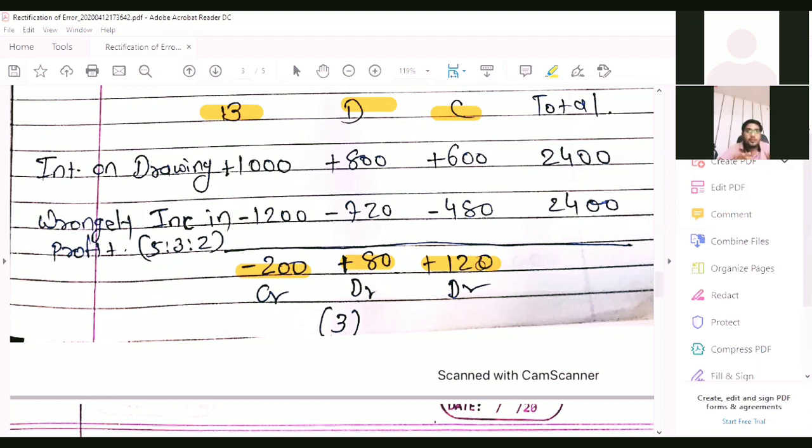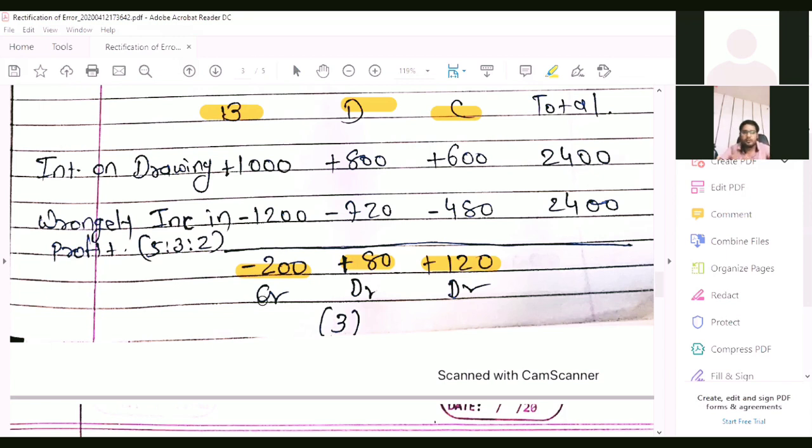So now if there is a question of interest on capital, then in that sum, whatever your answer, if your answer is having plus sign, it is credited. If your answer is having negative minus sign, it is debited, but it is reverse in case of interest on drawing. Because interest on drawing, that is drawing, is having which side? Debit side. So for plus sign we use debit, and for minus sign we use credit.